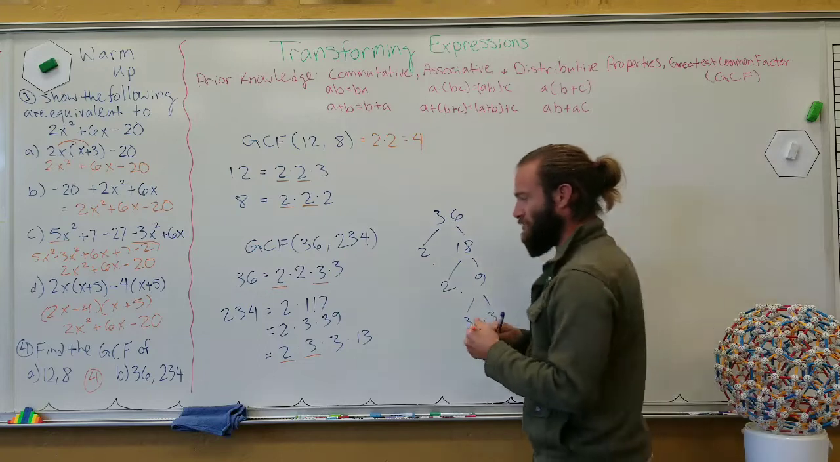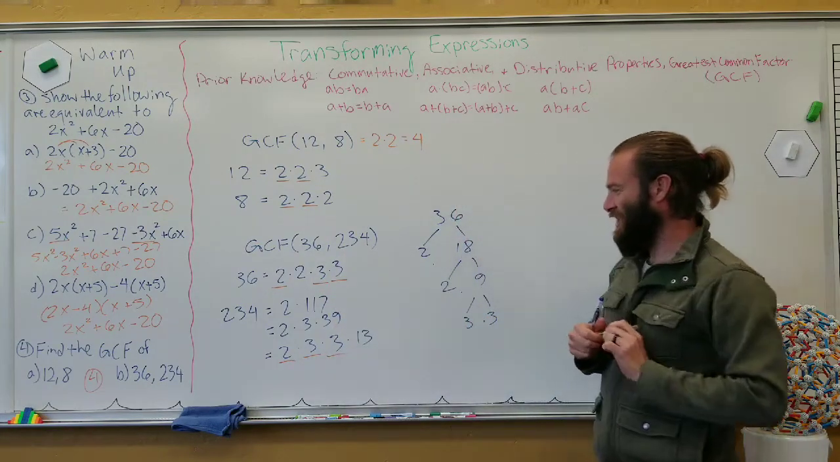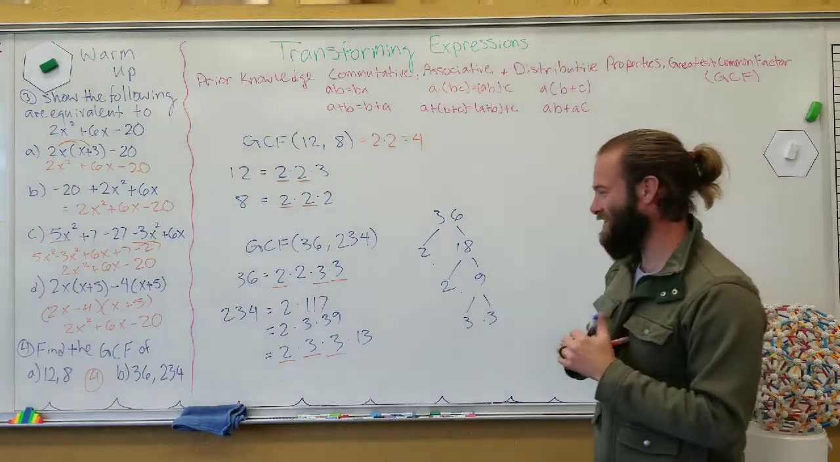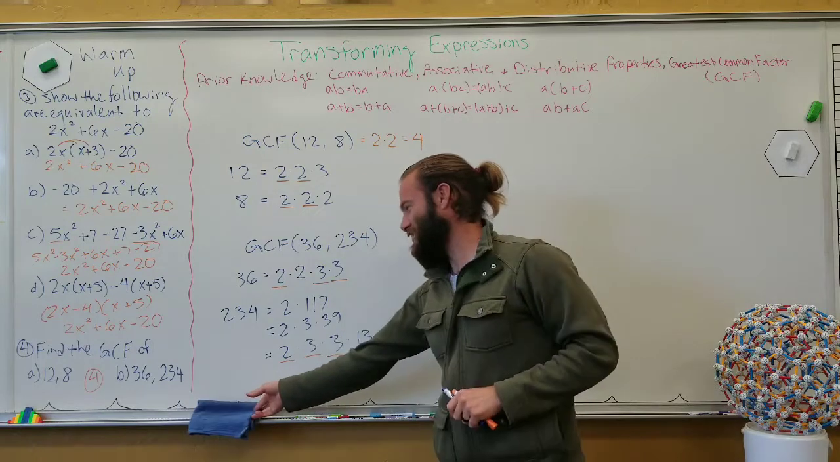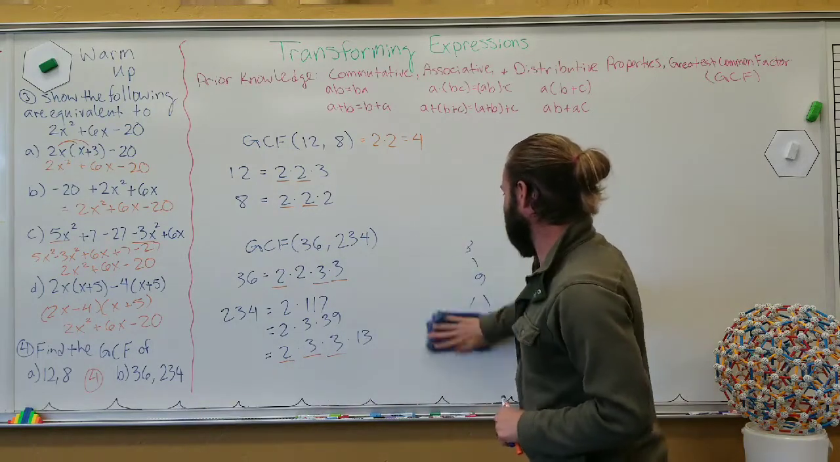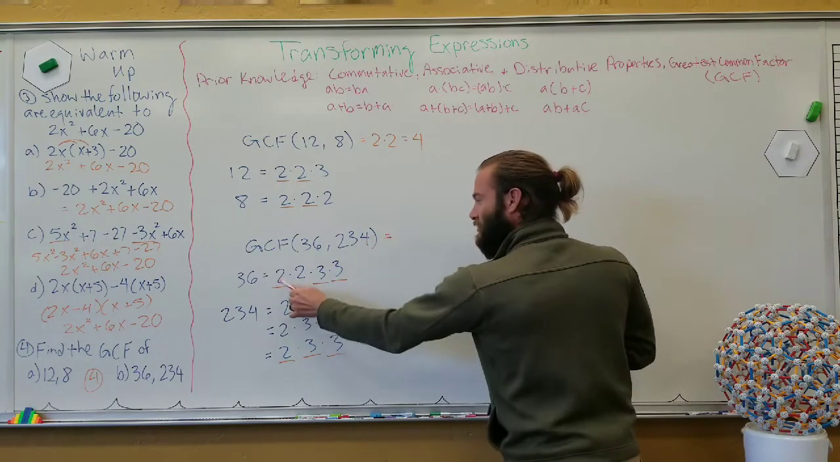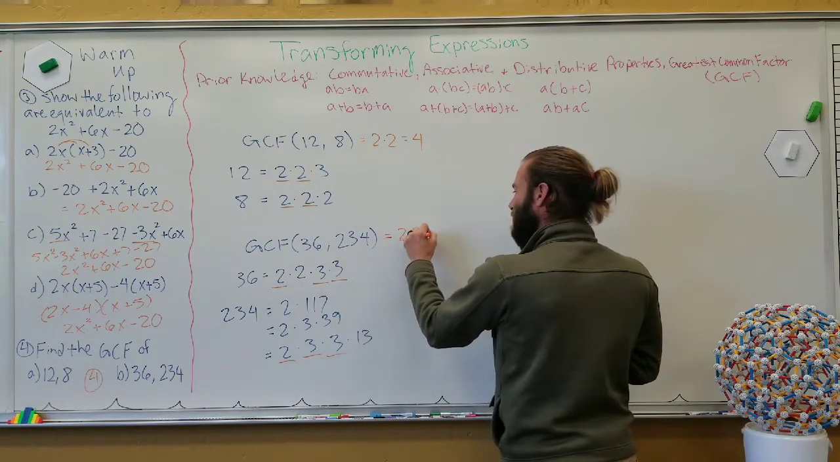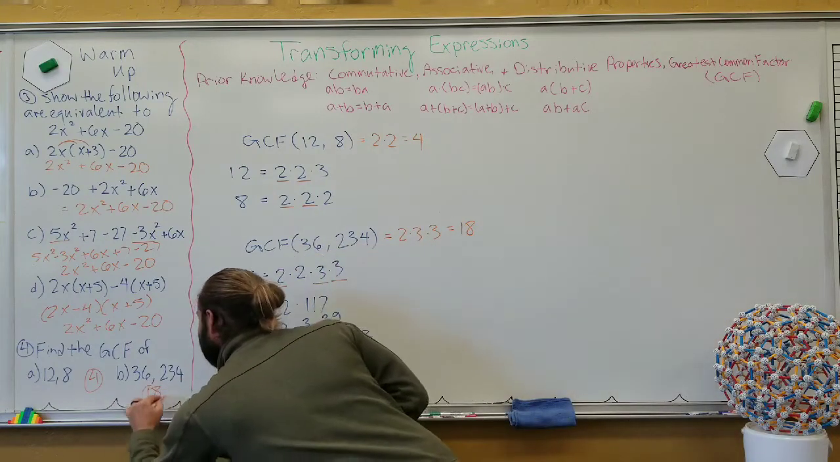Oh, wait a minute. No, I missed one. You might have been calling out my name while I was saying that. There's another 3. So actually there's a 2 and 2 3s. And I was thinking in my head that was wrong because I knew what the answer was. So our final GCF is going to be 2 times 3 times 3, which is 18. So we'll write that down here.